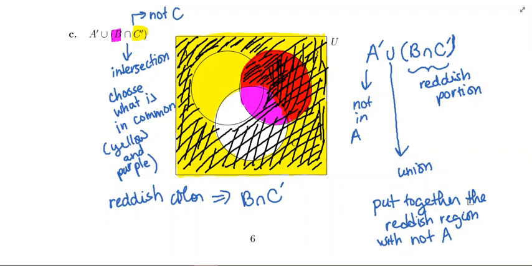Hopefully this helped you. If you have a Venn diagram, all I normally do is take each little piece and try to shade it a different color. And again, if I'm intersecting two regions, then I'm going to pick out where I have both of the colors. And if I'm unioning those regions, I'm just going to put them together.